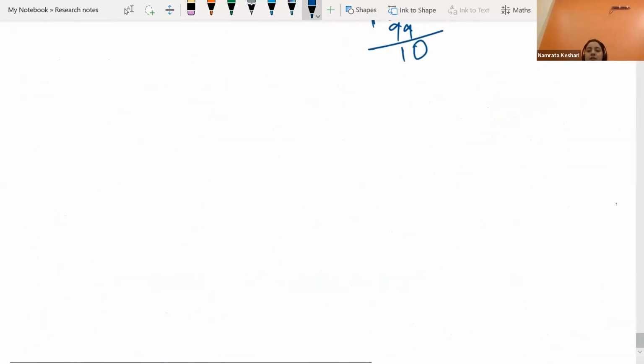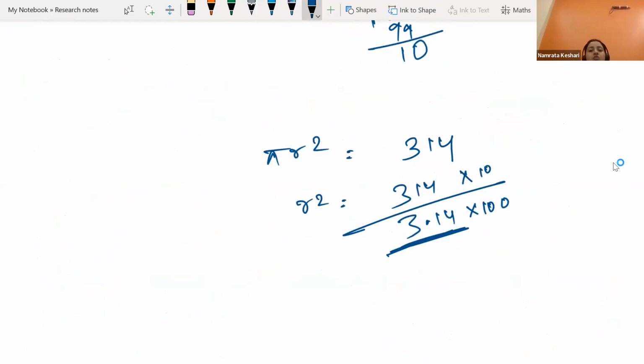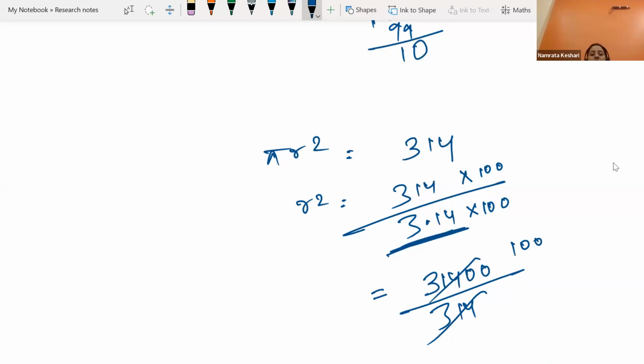This 22 by 7 and all we don't have to take. This pi r square we got as 314, so r square will be 314 by 3.14. When we have to remove the decimal, we do the multiplication with 100 in the denominator. But we are bound to multiply 100 in the numerator also, because we are dealing with a fraction, and we get 31400 by 314, which is 100. That means r will be 10. Everyone getting it? Yes, ma'am. Okay, let's move.